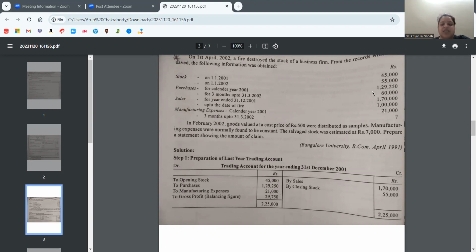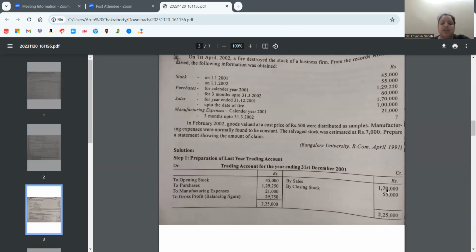So sales for the last year, 1,70,000, we have recorded. And then the closing stock. This year's opening stock means it is the last year's closing stock. So last year's closing stock was 55,000. Now we need to calculate the gross profit. So how to calculate the gross profit?